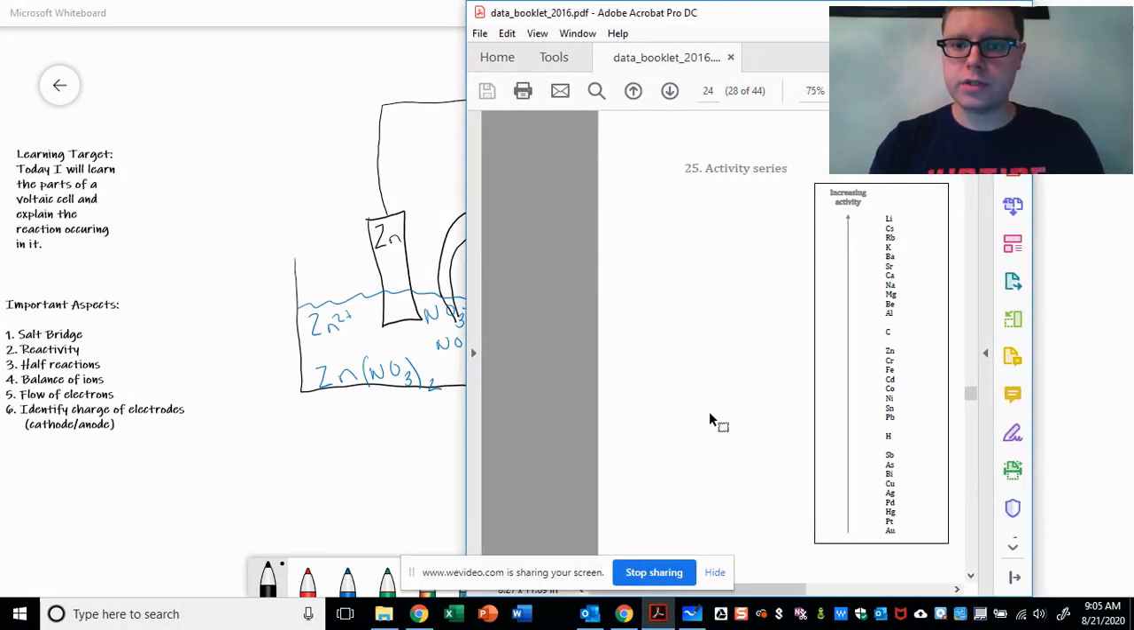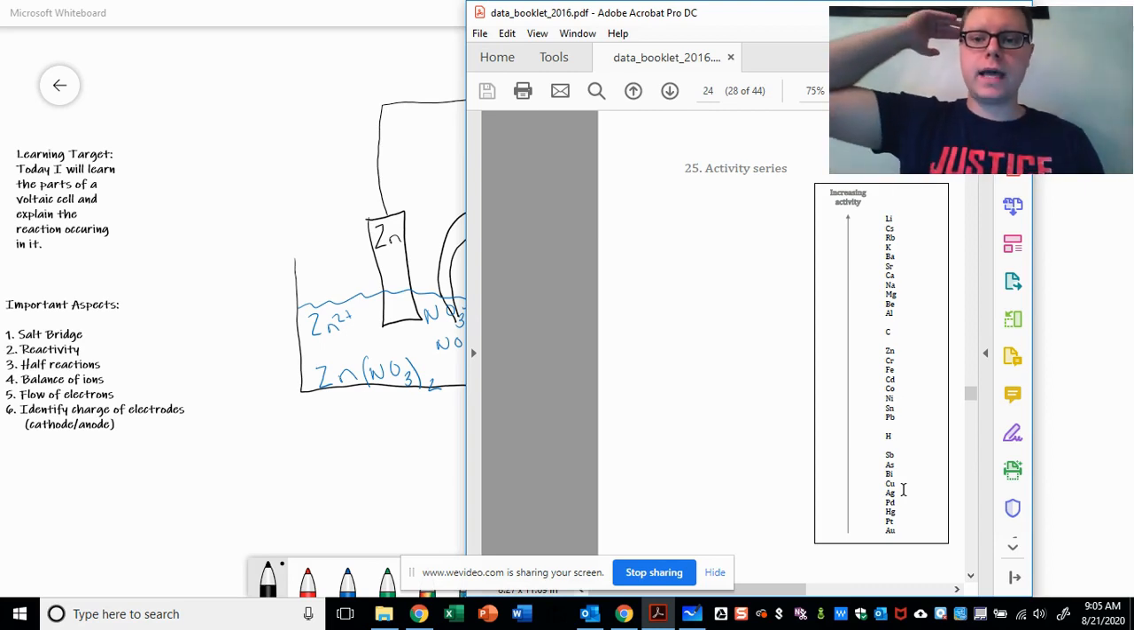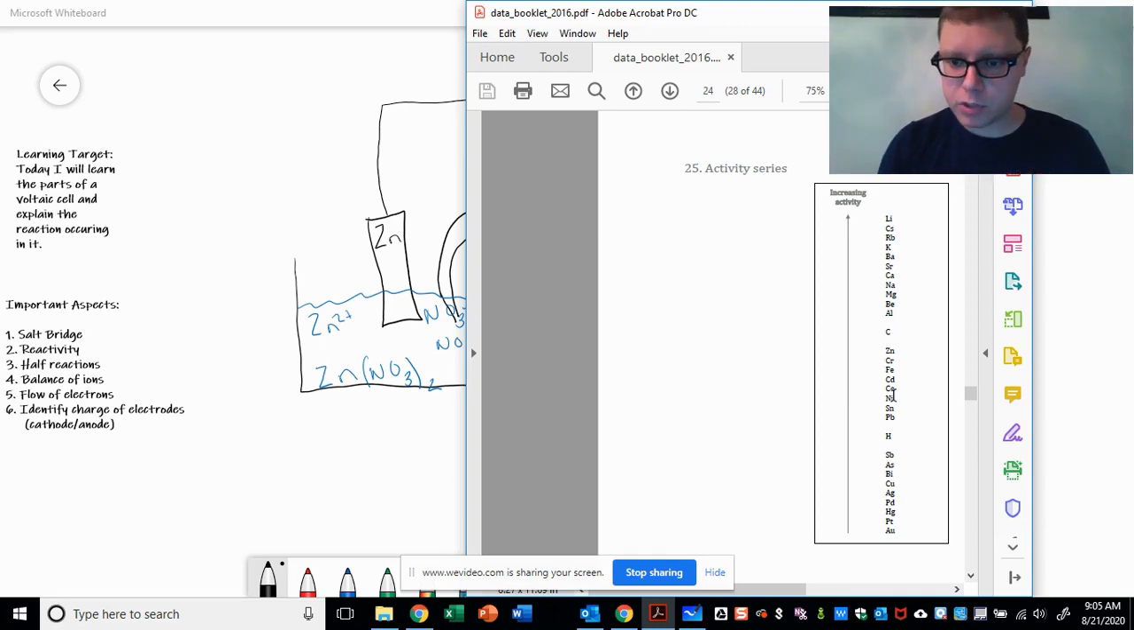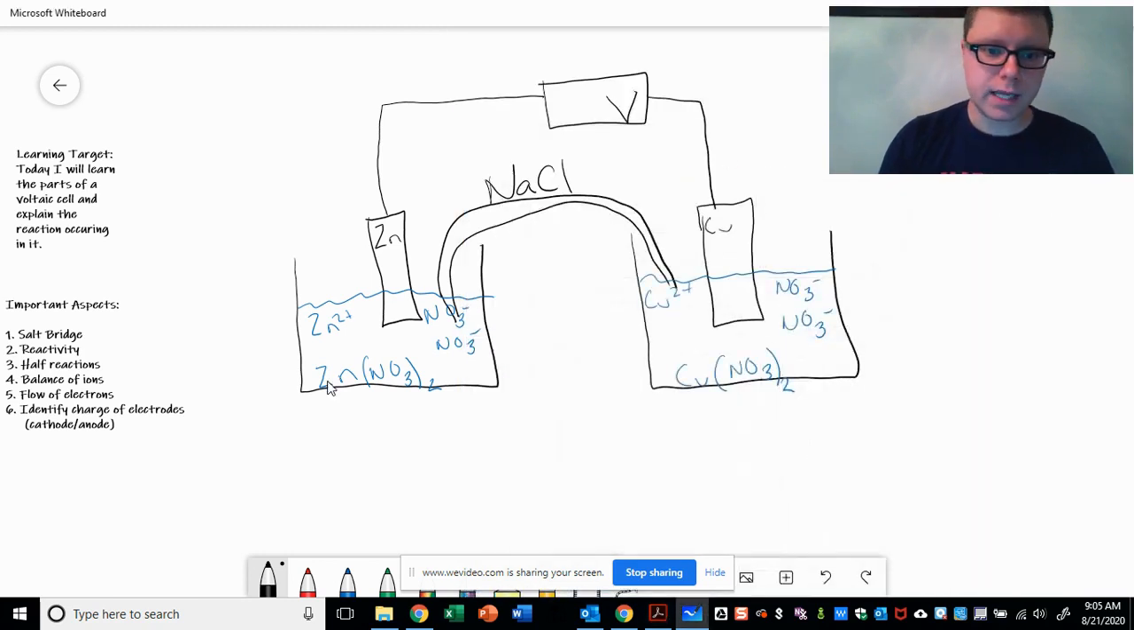So if you go to your data booklet and you go to section 25, which is called the activity series, you should have already learned about this in the course. You will see that zinc is down here, but then copper is way down here. Anytime you have a metal that's higher, that metal is going to become an ion. So we look at which one's higher. Is copper higher or zinc higher? Zinc is higher. So that tells me my zinc is going to go from a metal to an ion. So it's going to go from this solid to these ions in solution.